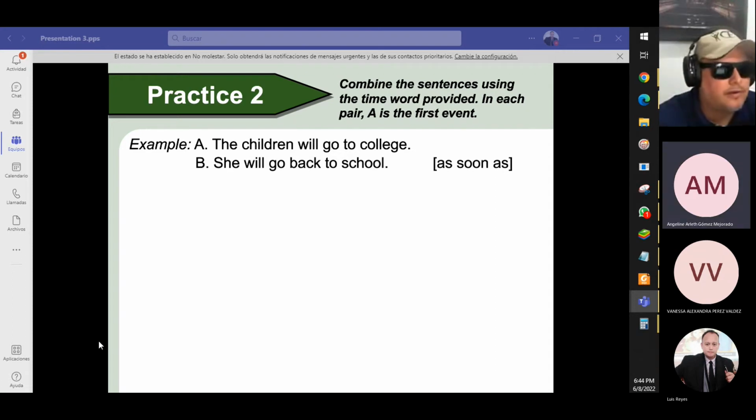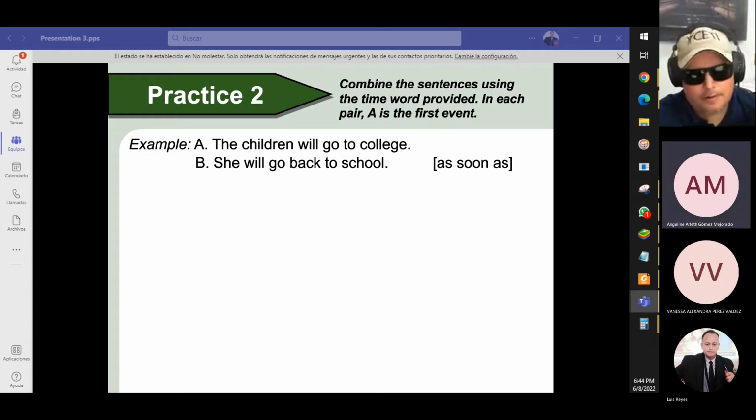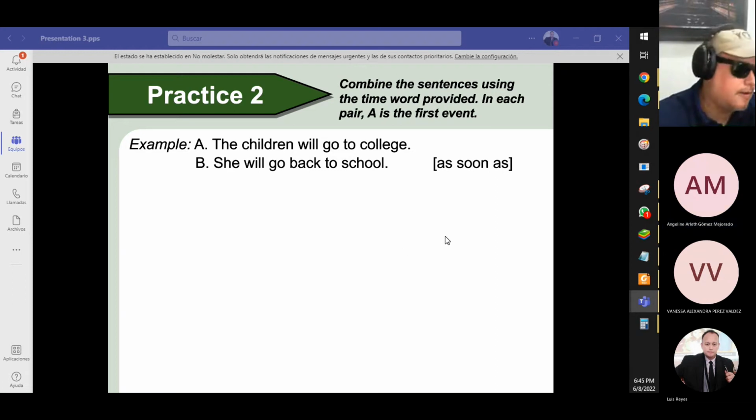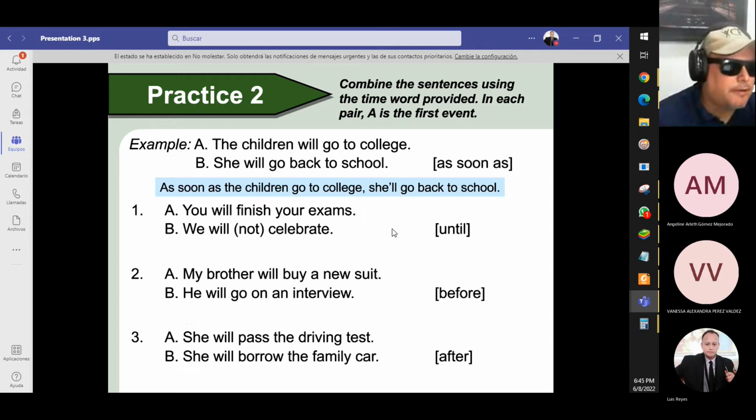¿cómo se dice? Pues sería as soon as the children go to college, comma, she will go back to school. Excellent. As soon as the children go to college, she'll go back to school. That is correct. Ok, hagamos lo mismo.